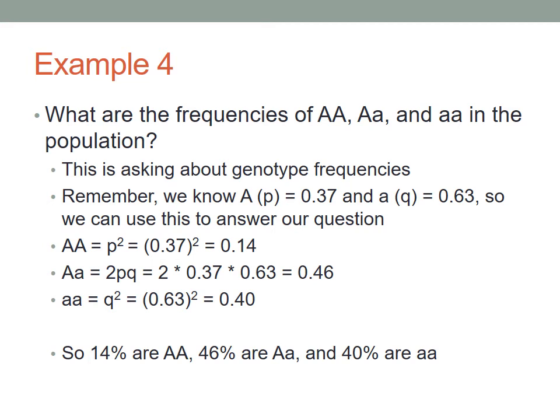And then we do our homozygous recessive, little a. So that's going to be Q squared. So that's 0.63 squared, which when you do the math is 0.4. So this means that we've learned that 14% of our population is homozygous dominant, big A, which was what color? Does anyone remember? That was purple. 46% are heterozygotes, still purple, and 40% were orange, the homozygous recessive.